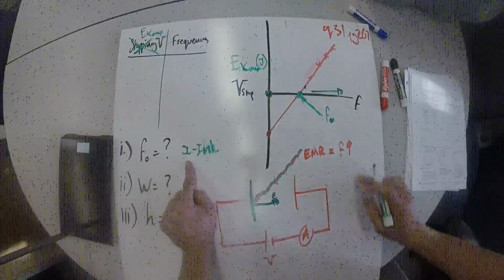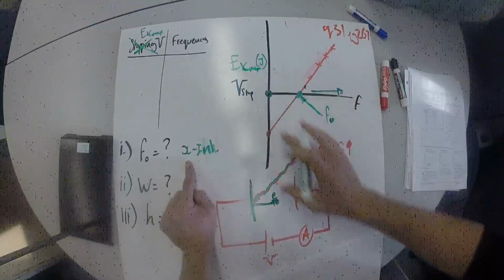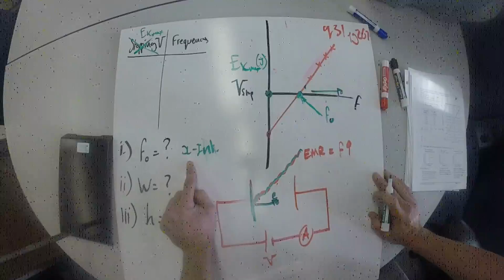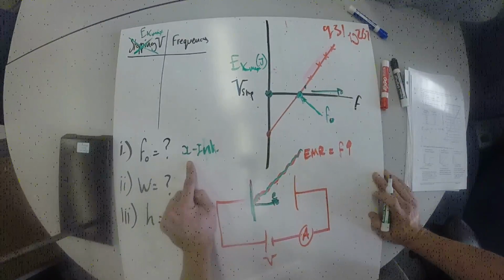So you can either memorize it just visually like this, or you can think it through logically, whatever one works for you. But that's what it is. The x-intercept is going to be your threshold frequency.